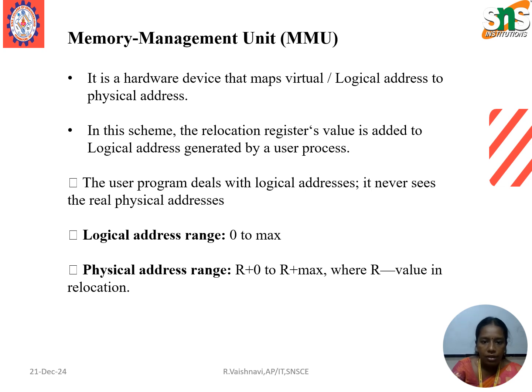Next point will be the memory management unit, that is MMU. It is a hardware device that maps the virtual or logical addresses to the physical addresses. In this scheme, the relocation register value is added to the logical address generated by the user process. Next one, the user program deals with the logical addresses. It never sees the real physical addresses. The logical addresses range from 0 to maximum. Likewise, physical addresses range from R plus 0 to R plus maximum, where the R value is the relocation.